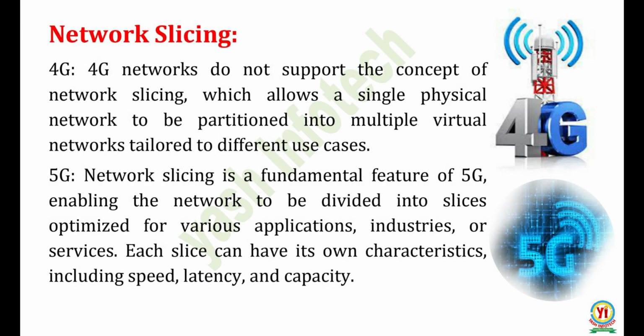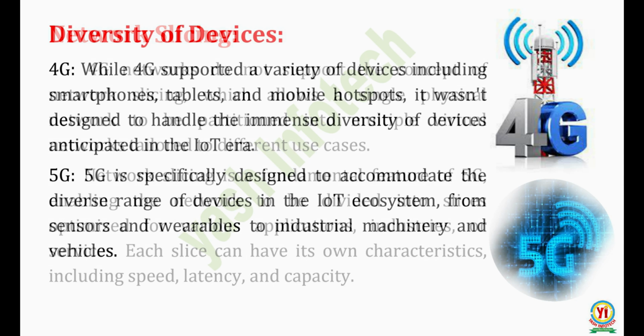Network slicing. 4G networks do not support the concept of network slicing, which allows a single physical network to be partitioned into multiple virtual networks tailored to different use cases. Network slicing is a fundamental feature of 5G, enabling the network to be divided into slices optimized for various applications, industries, or services. Each slice can have its own characteristics, including speed, latency, and capacity.